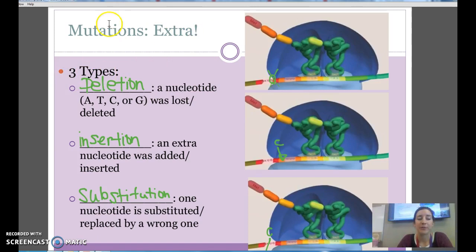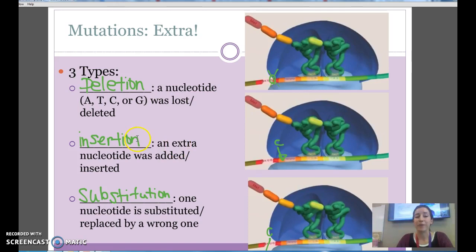There are three types of mutations: a deletion, insertion, and substitution. In a deletion, a nucleotide, the A, T, C, or G, was lost or deleted. So right here we took that out. An insertion is adding a new one. You can kind of see that little C that we added in. And then a substitution, think a substitute teacher. So we didn't add or delete a teacher. The teacher is still there, it was just substituted with a different teacher. So one nucleotide is substituted or replaced by a wrong one.